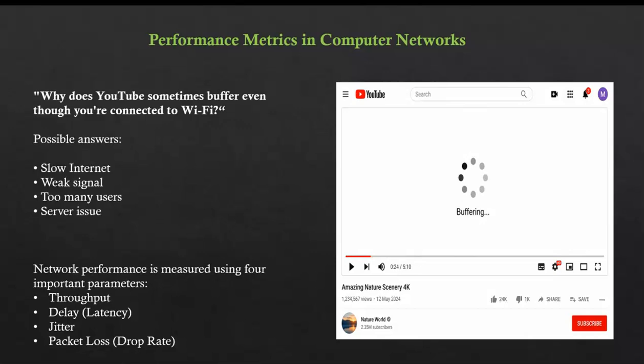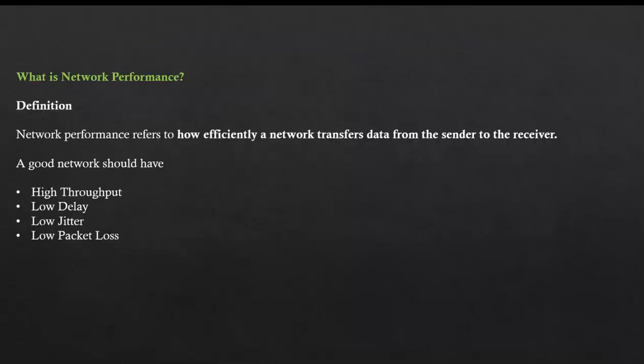Today we will learn about four major parameters that determine whether a network is good or bad. The four major parameters are throughput, delay, jitter, and packet loss. Before we look at the metrics, let's define the core concept.